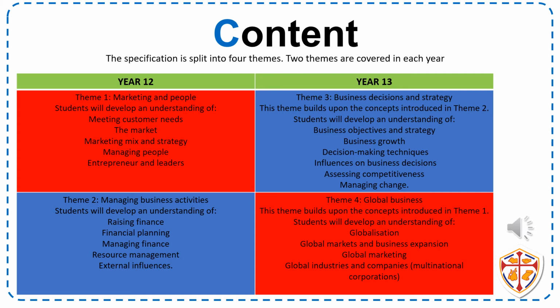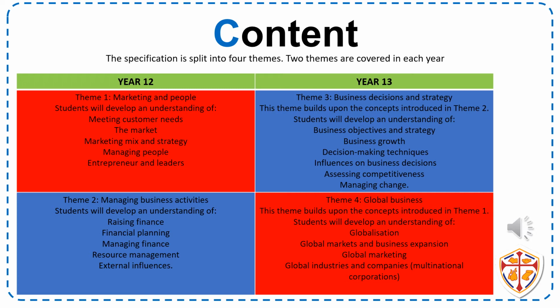In Year 13, you will address Theme 3 and Theme 4. Theme 3 explores business decisions and strategies. This theme builds upon what you learn in Theme 2, which you studied in Year 12. You will further develop business objectives and strategies, and you will look at how businesses grow and the decisions that they make and techniques which they need to follow in order to do so. You will assess competitiveness and managing the changing environment and how these affect businesses and their laws.